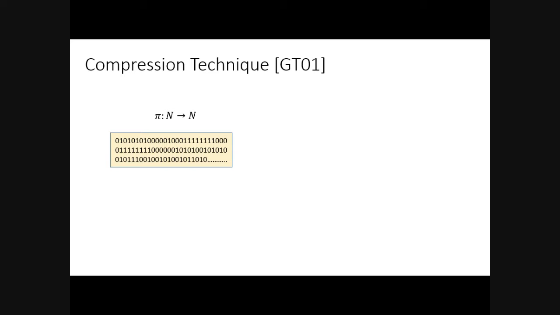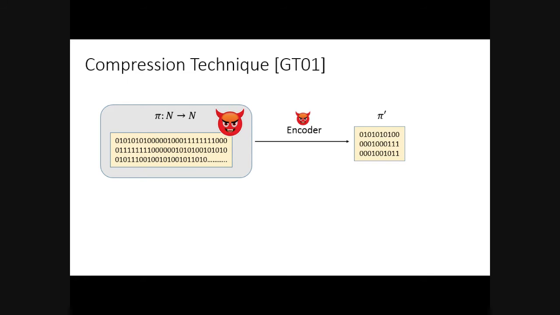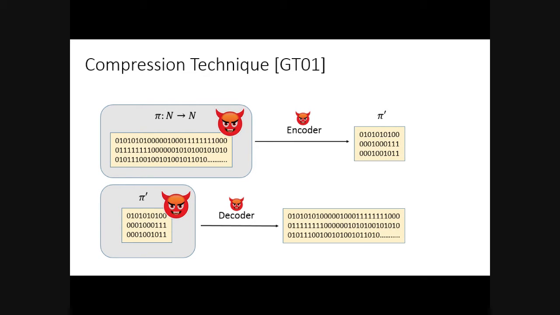This compression technique was introduced by Gennaro and Trevisan in the context of proving crypto primitives. At a high level, suppose we have a permutation that is represented this way, using some number of bits. And suppose we have an adversary that can break this permutation somehow. It could invert some number of points in the permutation. Now, the compression technique says there are two algorithms: an encoder that depends on the adversary and outputs a compressed version of pi, and a decoder that also depends on the adversary but reconstructs the original permutation.